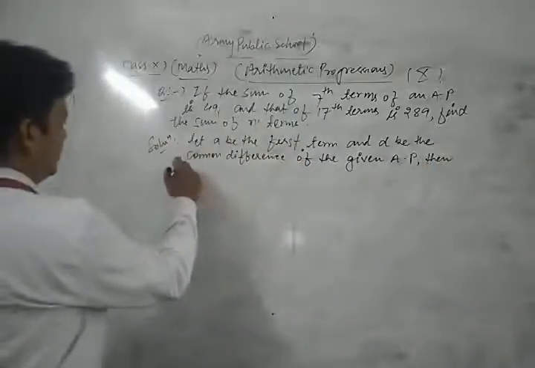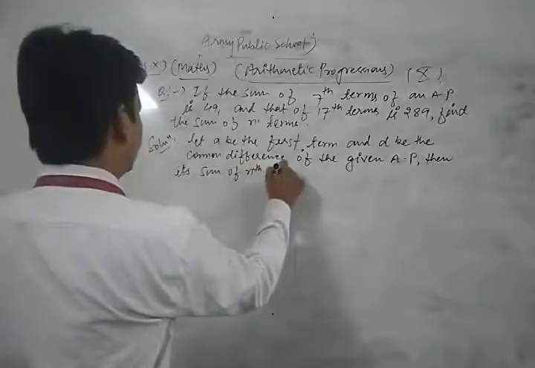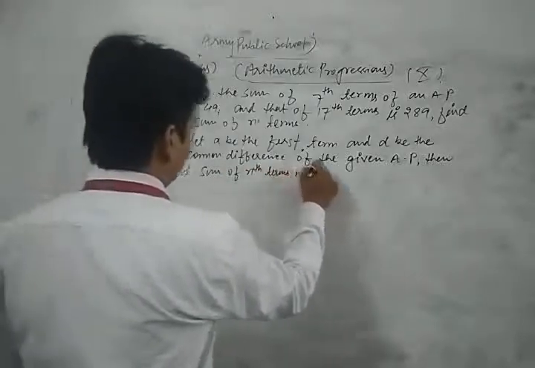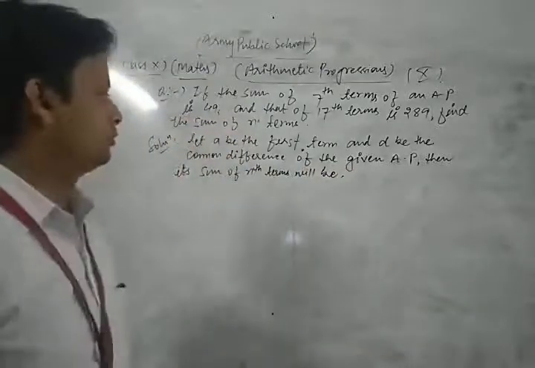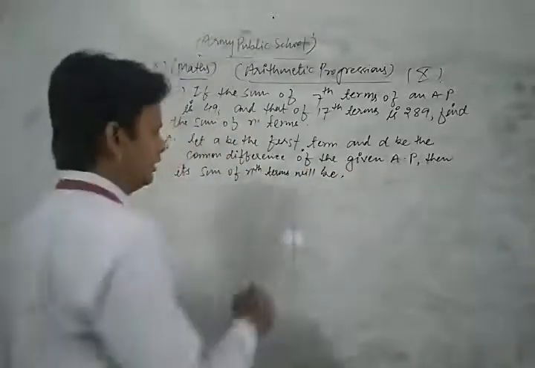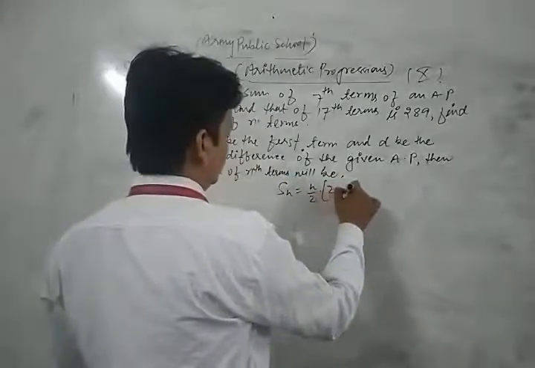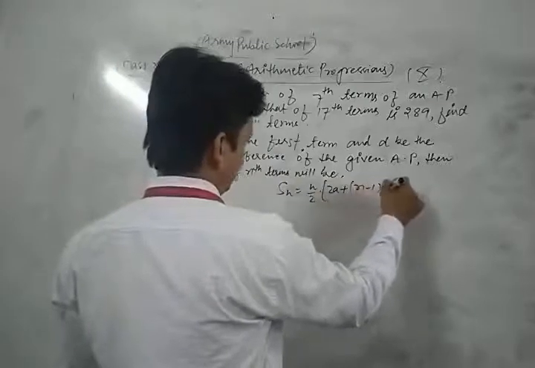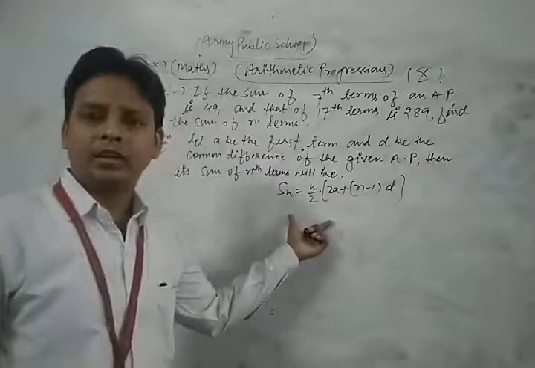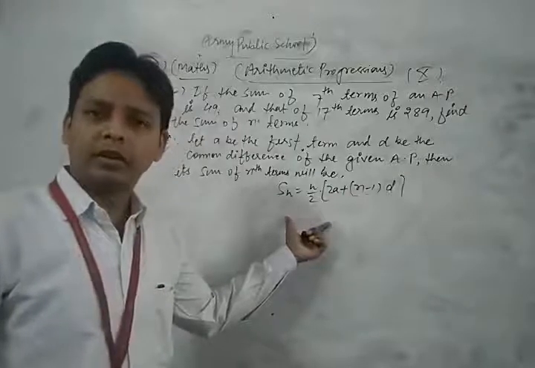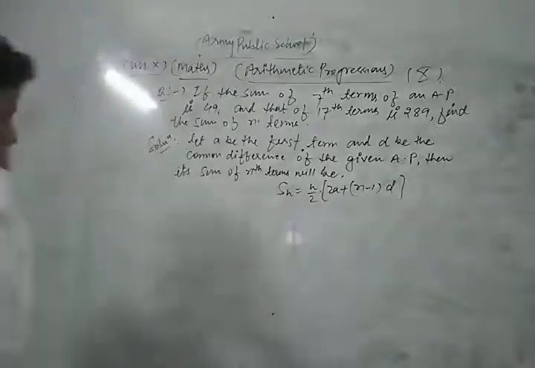Now its sum of n terms will be what? Sn is equal to n by 2 bracket 2a plus (n minus 1) into d. This is the sum of n terms of an AP.